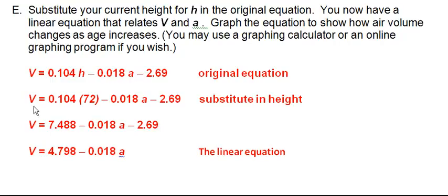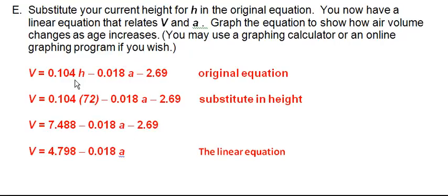What they're saying is now, since you substitute in this number, the only variables you have are v and a. That makes it a linear equation. What it says is graph the equation to show how air volume changes as age increases. You may use a graphing calculator or online graphing program if you wish.